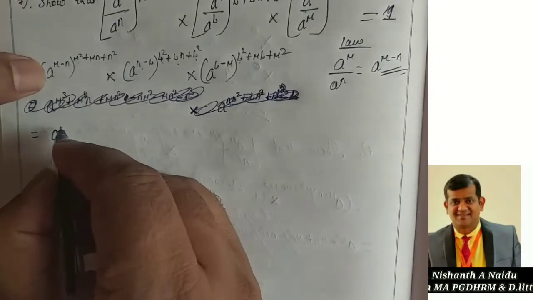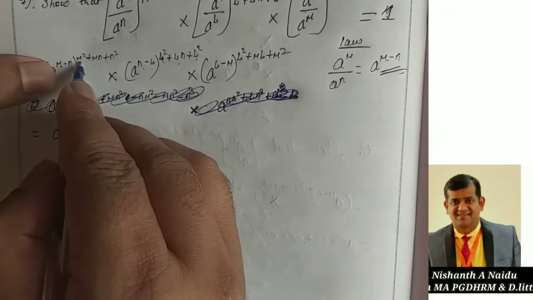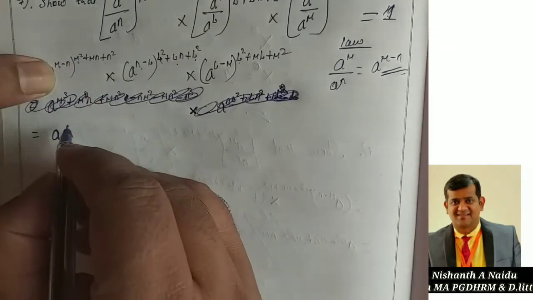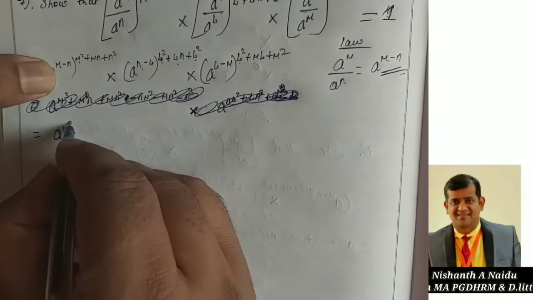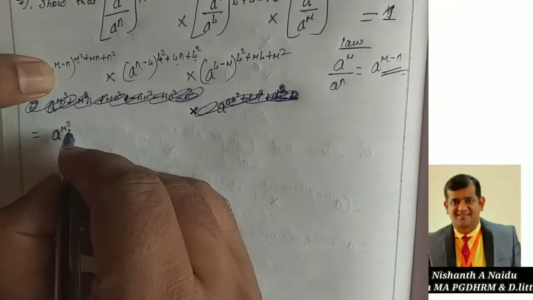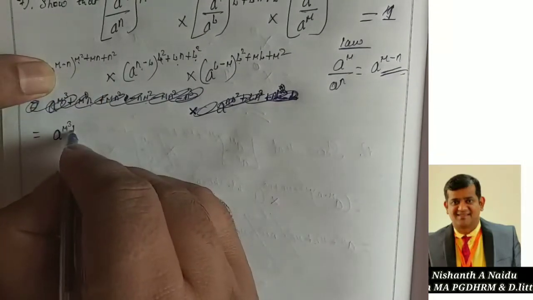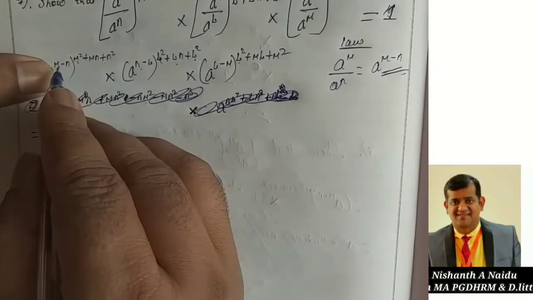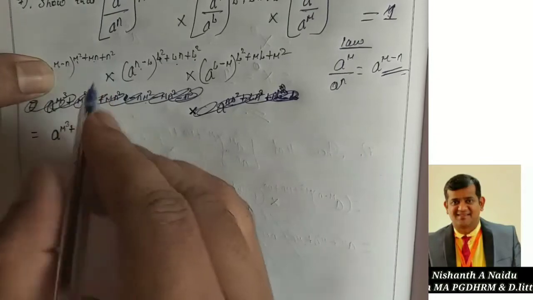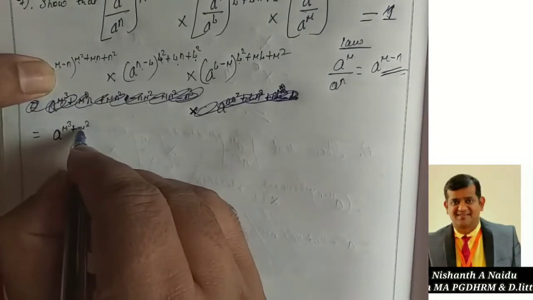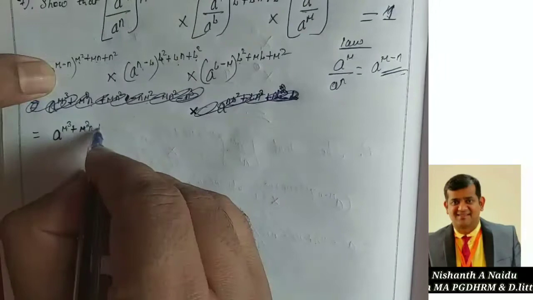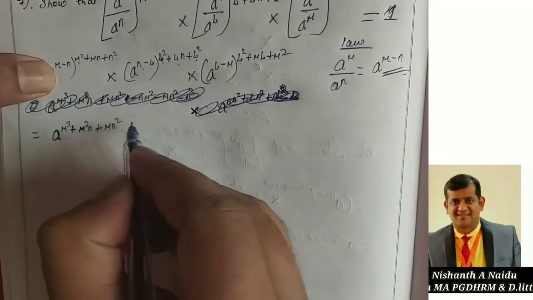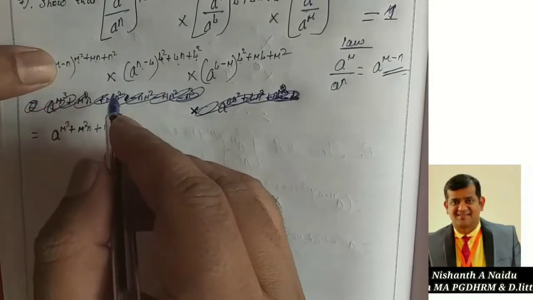A to the power m into m to the power 2. M into m to the power 2 is m to the power 3. M to the power 3, clear? Plus m into mn, so that becomes m to the power 2 n, plus m into n square, mn to the power 2. Clear? So I am done with m.